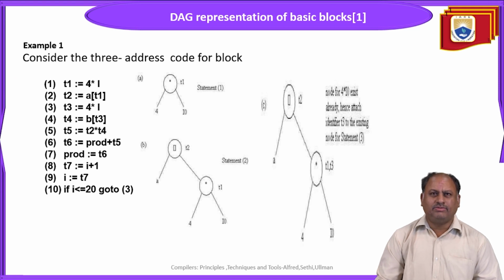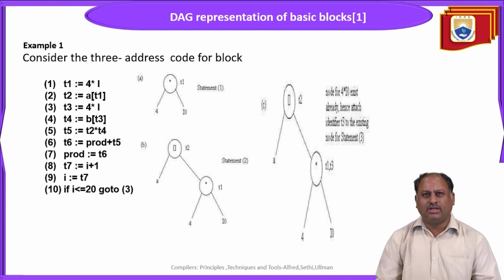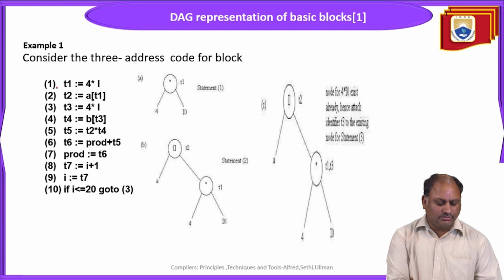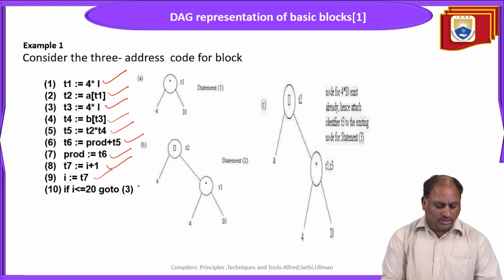Let us see an example with the help of this procedure. First, we are going to consider a 3 address code for the block of statements. So here: T1 equal to 4 star I, T2 equal to A of T1, T3 equal to 4 star I, T4 equal to B of T3, T5 equal to T2 star T4, T6 equal to prod plus T5, prod equal to T6, T7 equal to I plus 1, I equal to T7, and if I less than or equal to 20, go to 3.